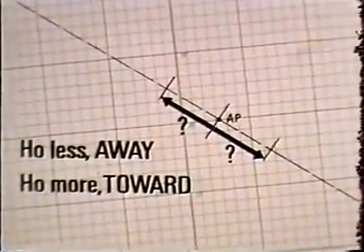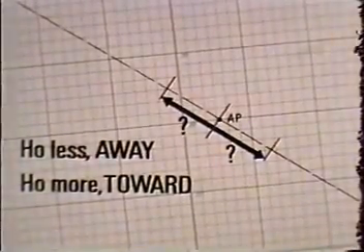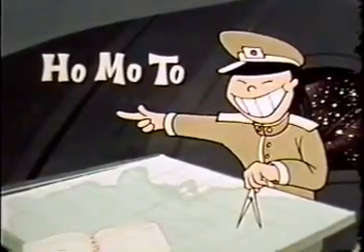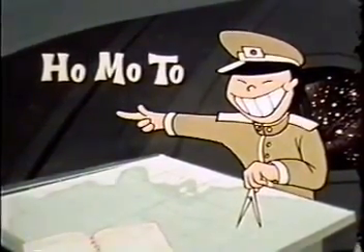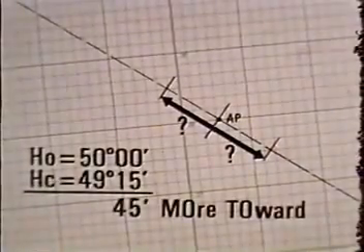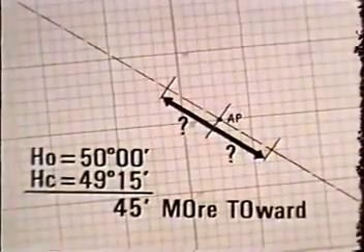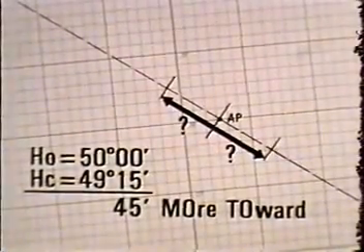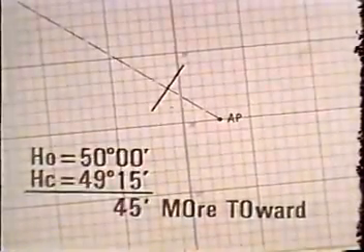Just remember Ho, Mo, To. Ho, more, toward. Ho, Mo, To. Think of the happy Japanese navigator, Lieutenant Homo-to, smiling over your shoulder. In this case, HO is 45 minutes of angle more than HC. Remembering HOMO TOW, you know you are 45 nautical miles toward the GP of the celestial body.